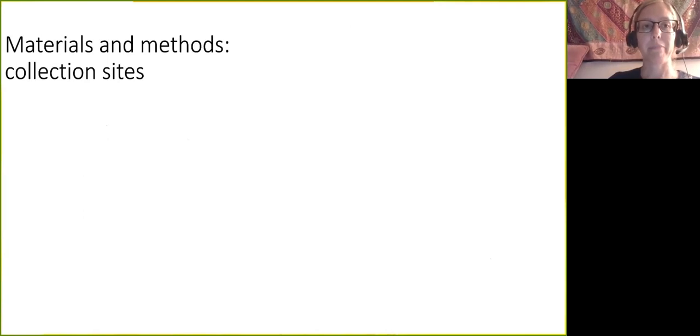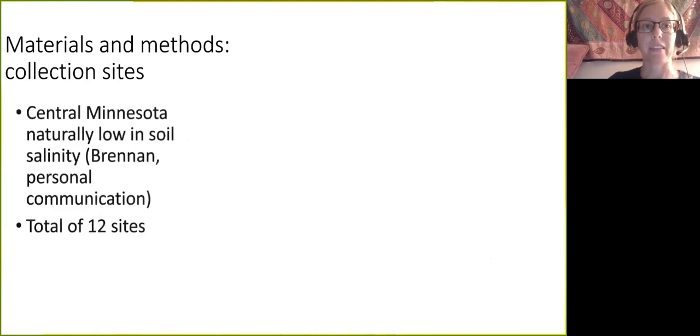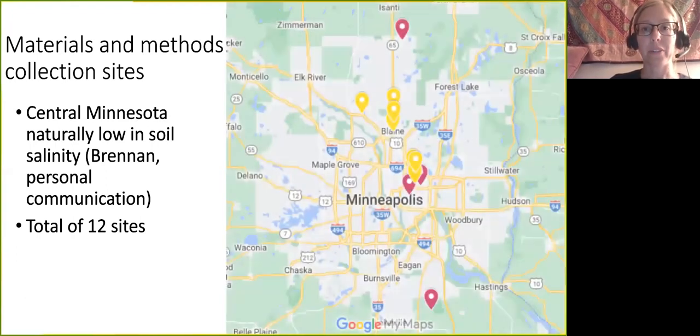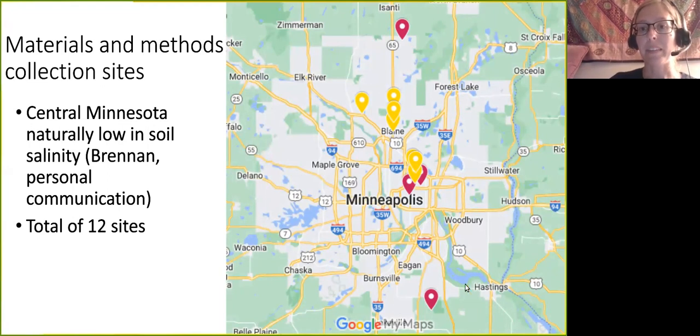So, my materials and methods. First, I had to find some collection sites to get those cedars. It turns out that central Minnesota is naturally low in soil salinity. So that made it easy to find places that were far away from roads to find low saline areas. I ended up going to a total of 12 different sites, and you can see here is a map of all of the sites that I went to. These pink reddish ones are the low saline sites, and then the yellow are the high saline sites that I visited.